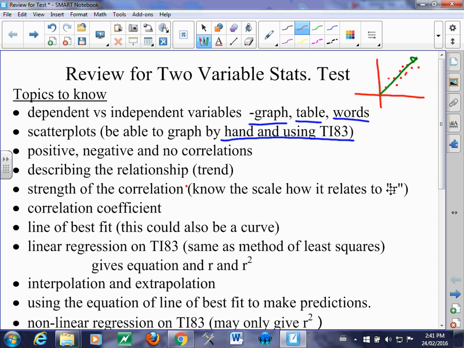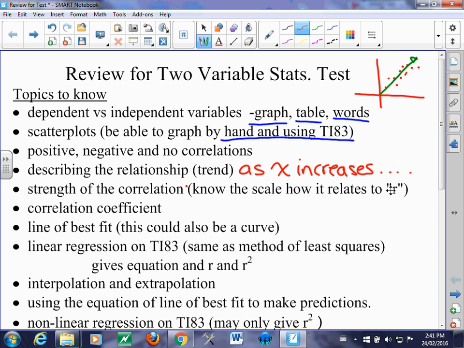Describing the relationship is as x increases, but don't tell me as x, whatever the independent variable is, increases. Tell me what happens to the y. So y either increases or it decreases, and tell me instead of x and y, relate to the problem. So as the weather increases, so do the hot chocolate sales.